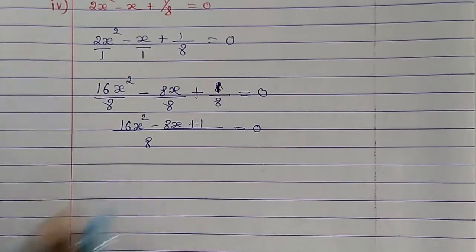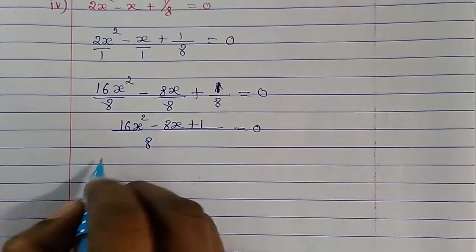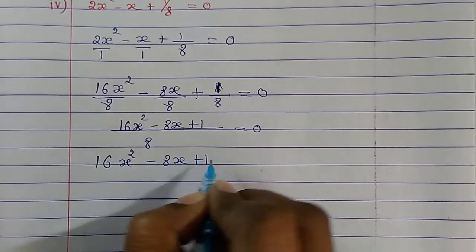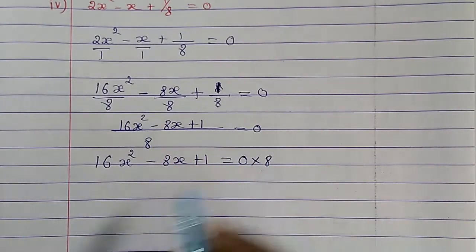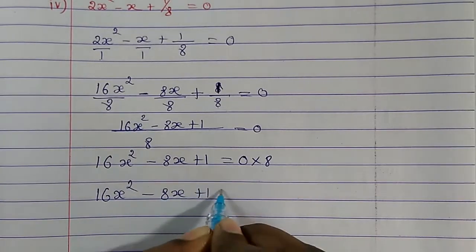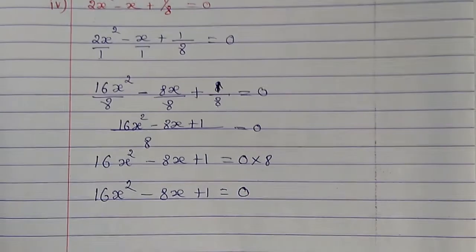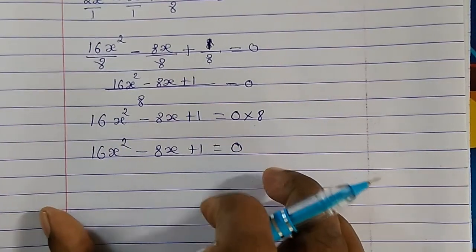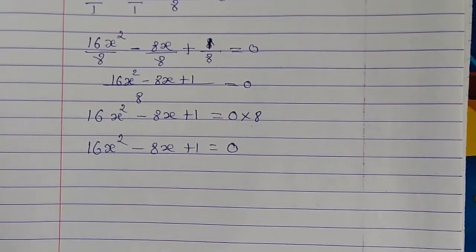Now we don't want this fraction 8 here, so let's bring that 8 to the other side. So 16x square minus 8x plus 1, equal to 0. This is in division; when it comes here it goes to multiplication. Any number you multiply with 0 becomes 0 only, so 0. Now we got the proper equation. Now let's split the middle term and then get the value of x.